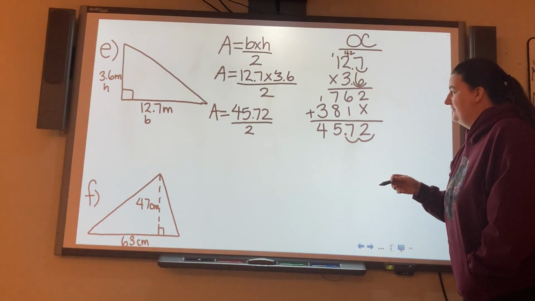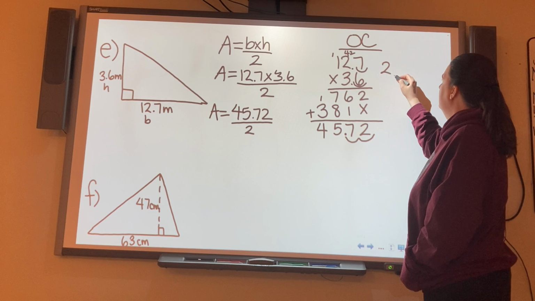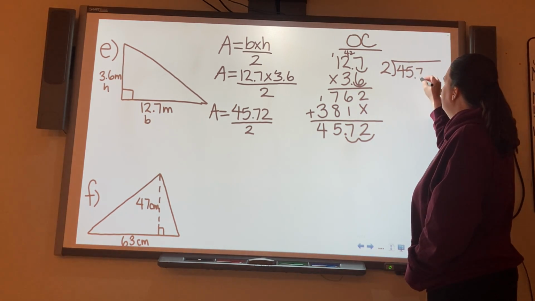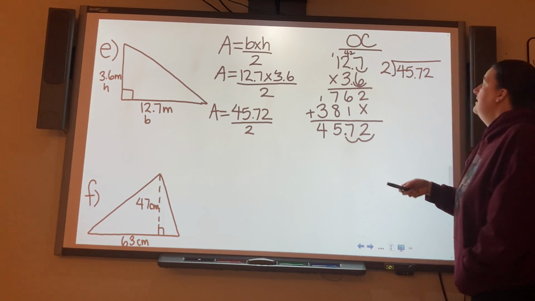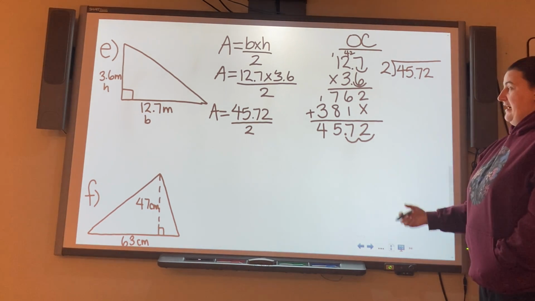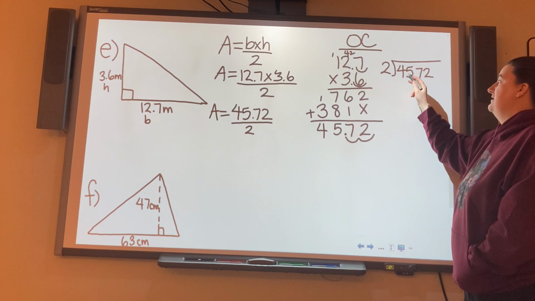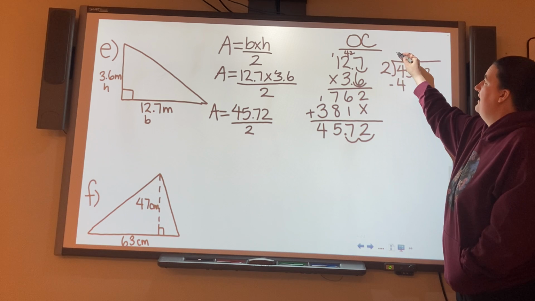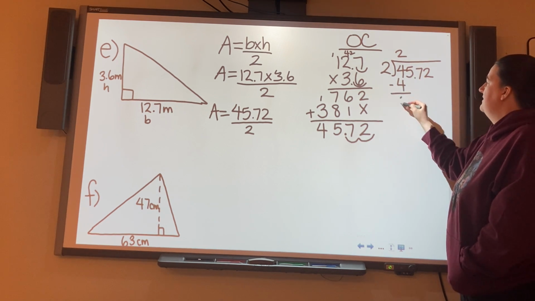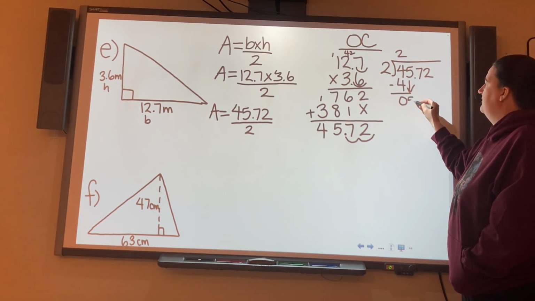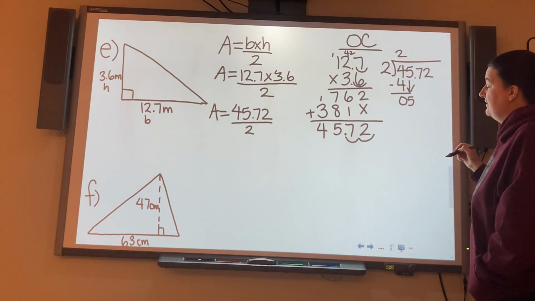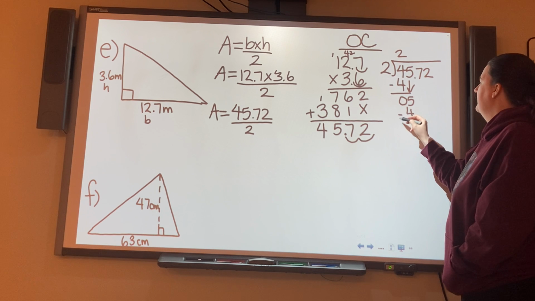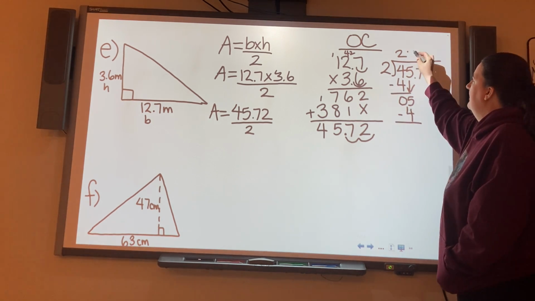So now we do our divide. So you take your 2 and you divide it into 45.72. So remember how to do your divide. 2 into 4. Look down your 4s, the closest thing without going over. Look on the side. What's your answer? Minus them and drop your 5. 2 into 5. So you look down the 2s till you get to the closest thing without going over. Look on the side.